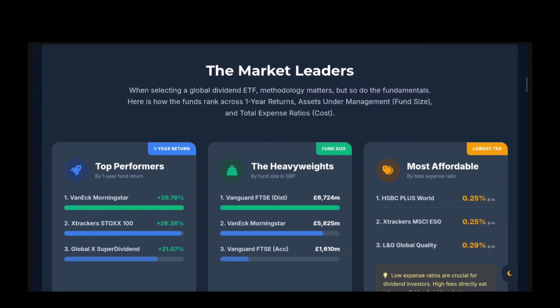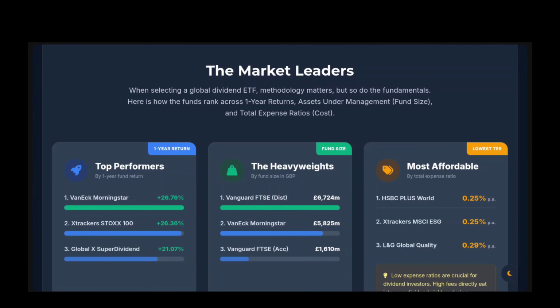If we start to look at the market leaders, when selecting a global dividend ETF, methodology matters, but so do the fundamentals. So we're going to look at the 1-year returns, assets under management, and total expense ratio costs. For the 1-year return, top performers being the VanEck Morningstar at 26.76%, the STOXX 100 at 26.36%, and the Global X Super Dividend at 21%. And I have done a separate video on the Global X Super Dividend, so if you haven't seen that, you can go and watch that after this one.